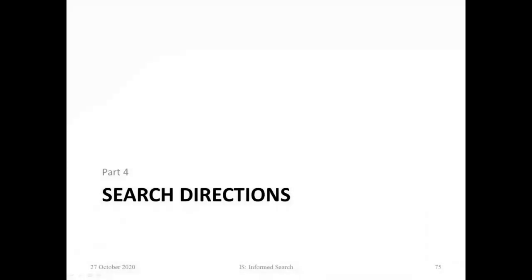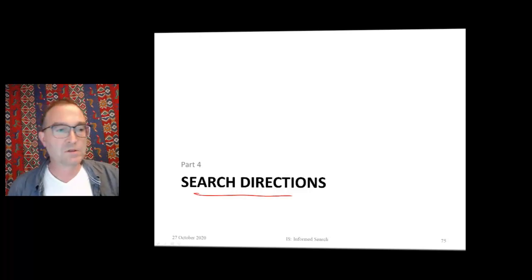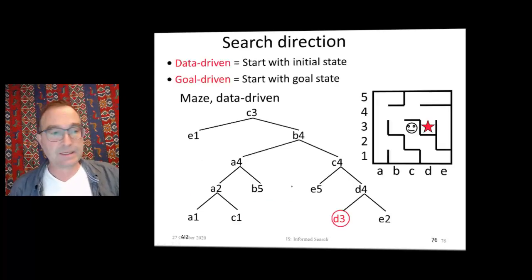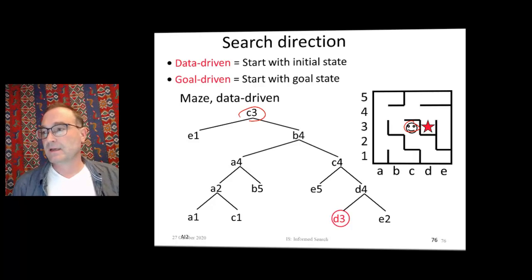There's one last small topic related to uninformed search, and that is that we have in principle a choice to search in two different directions, at least in the case where we have just one single starting state and one goal state. So basically, you can look at this maze where we have some person in field C3. So this is the maze.